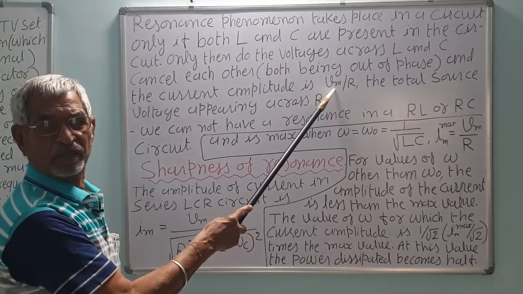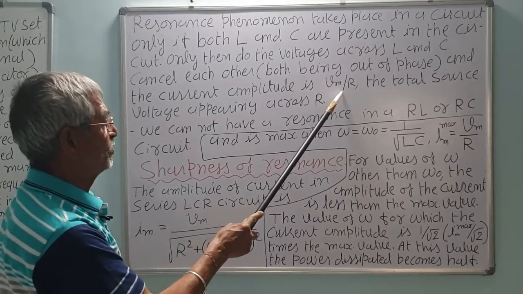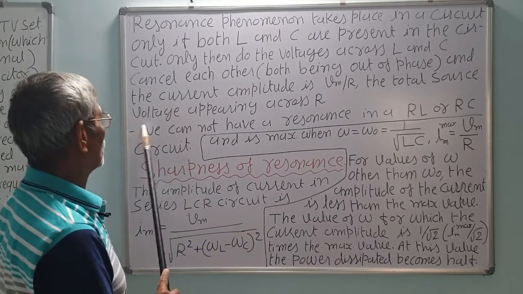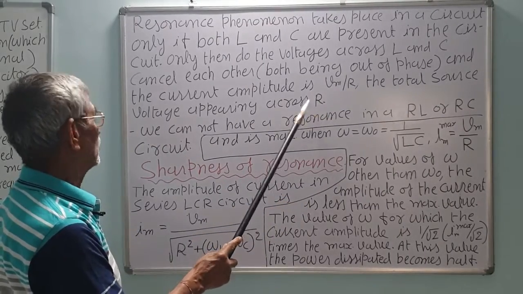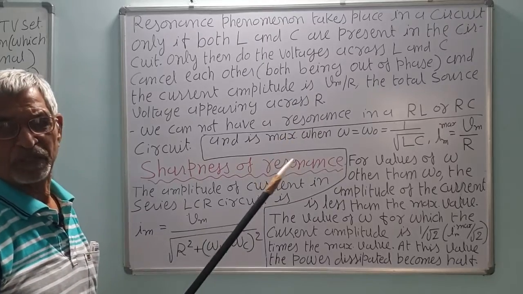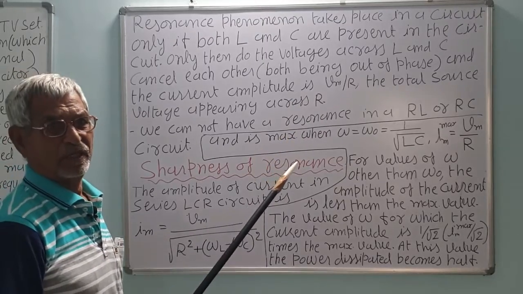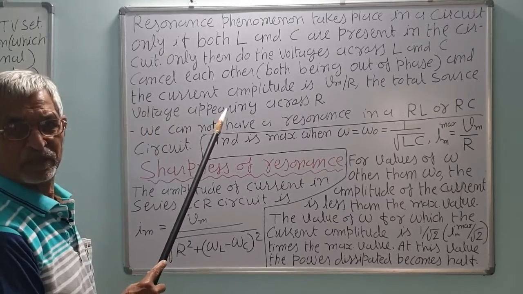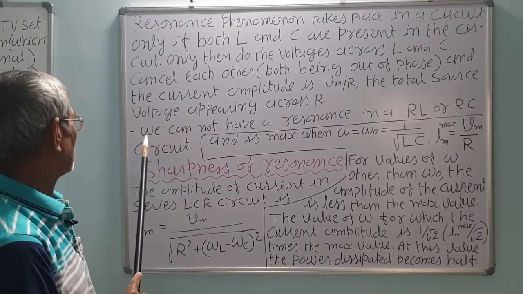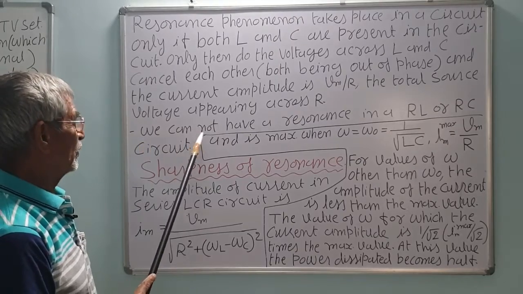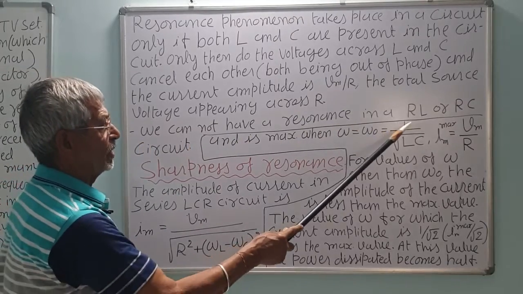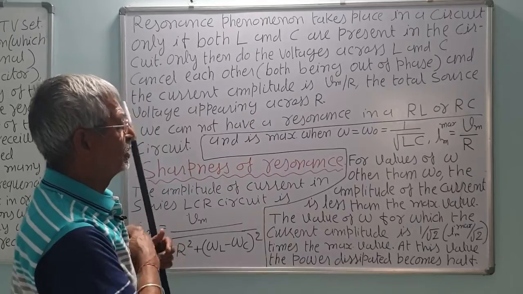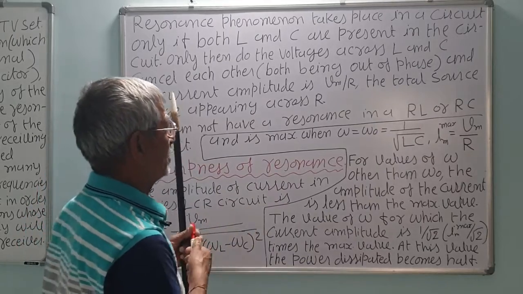We know that XC minus XL is 0. The total source voltage appears across the R. So the total voltage of the source which is applied to the circuit appears across the R. There is no voltage across the C and the L. They cancel. They are out of phase. We cannot have a resonance in an RL or RC circuit. It should be an LC circuit.